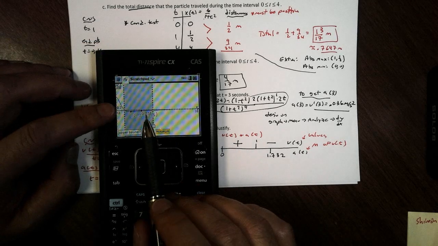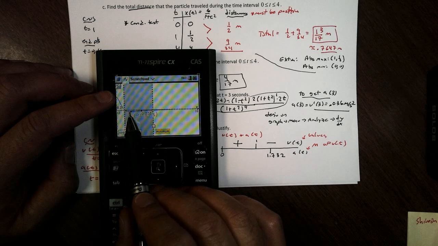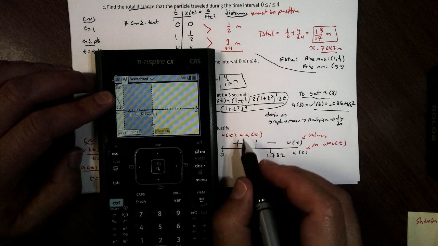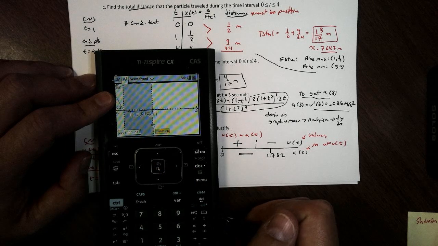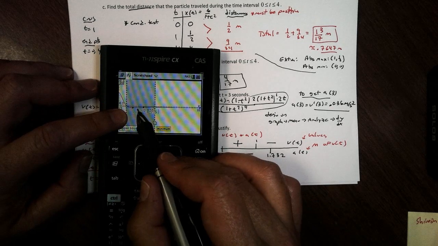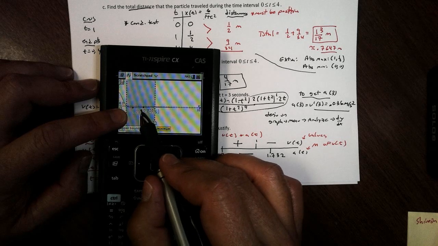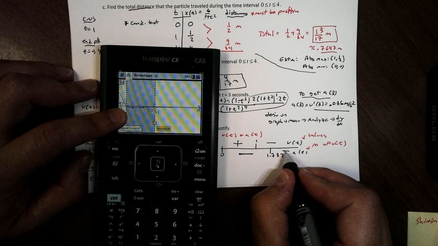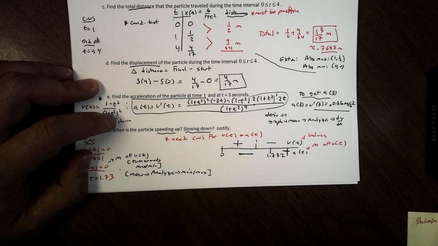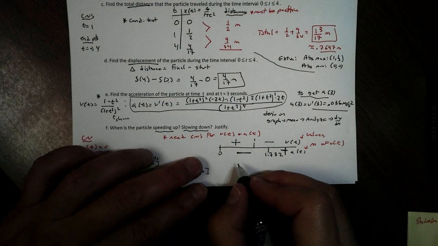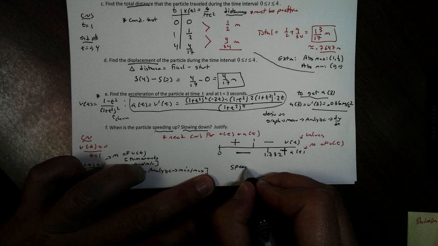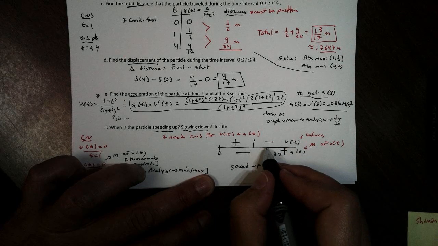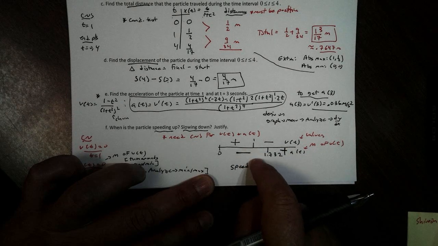So between 0 and 1.73, the slope is negative. So the acceleration is negative. Afterwards, it's very slightly positive. Not much, but it's positive. So it's a positive acceleration. And we talked about the other day, if we want to find out when something is speeding up, we are looking for where the signs are the same. So take a look here.